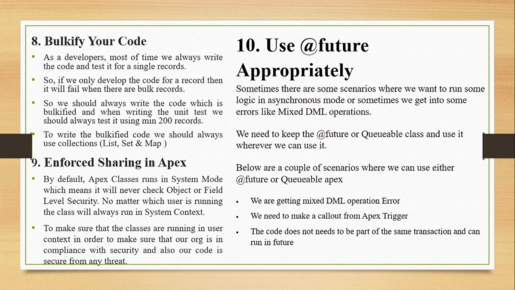We are getting a mixed DML operation error. We need to make a callout from an Apex trigger. The code does not need to be a part of the same transaction and can run in the future.